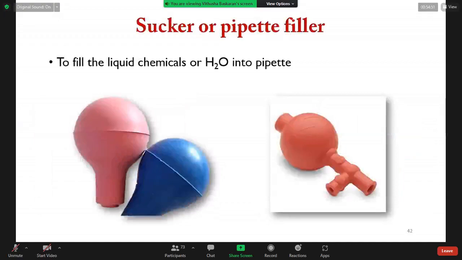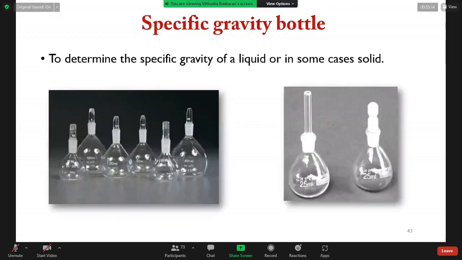And this one is the sucker or the pipette filler. This is used to fill the chemicals into the pipette. So you have seen this in the video which I put to observe the pipette handling. Okay. So this is about the sucker. This is used to fill the liquid chemicals or water into the pipette. And this is the specific gravity bottle.